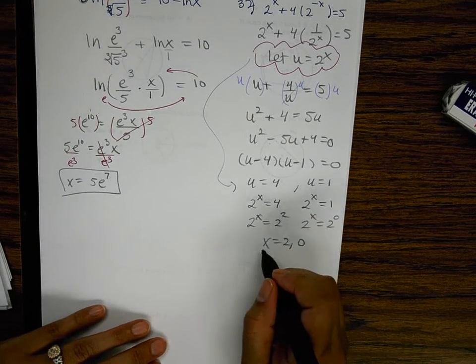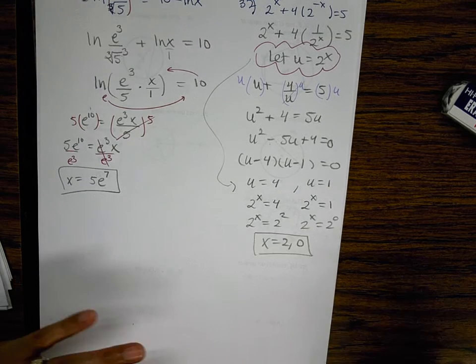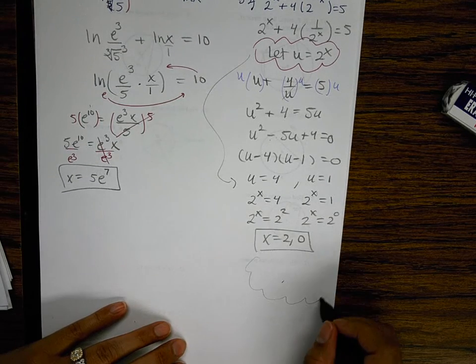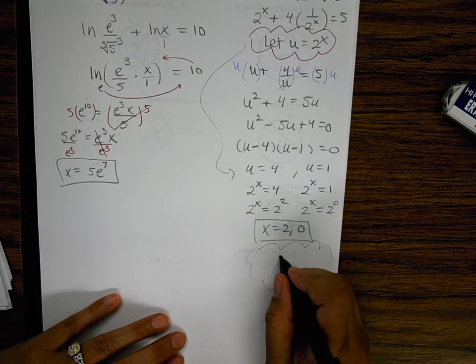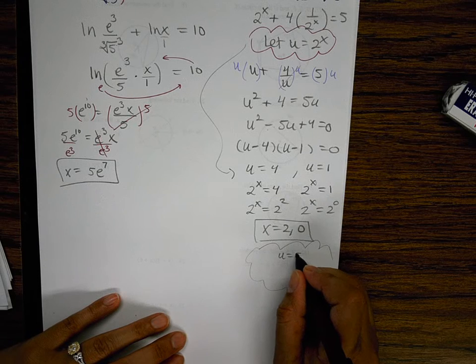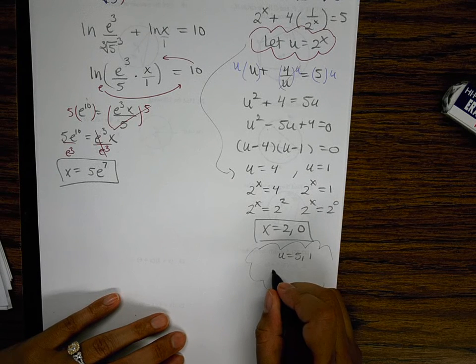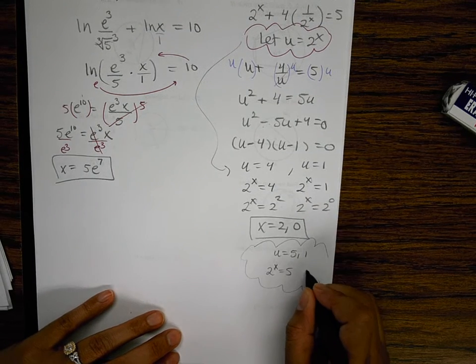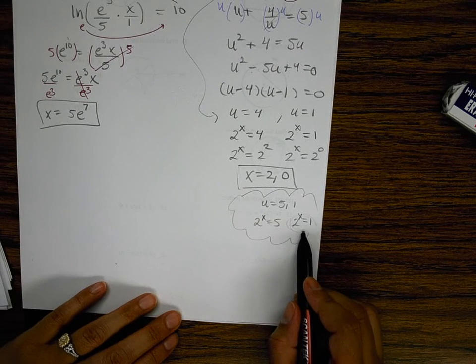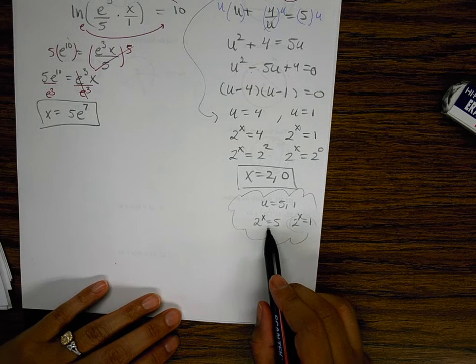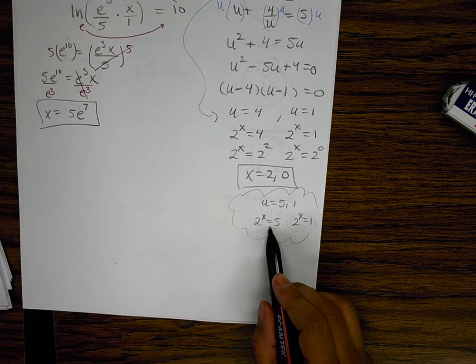Now, just a really quick side note. I'm going to erase this, but actually, I can probably leave it there. Let's just say our answers came out to be 5 and 1, and we had 2 to the x equals 5 and 2 to the x equals 1. This one would be easy to solve. That's 0.